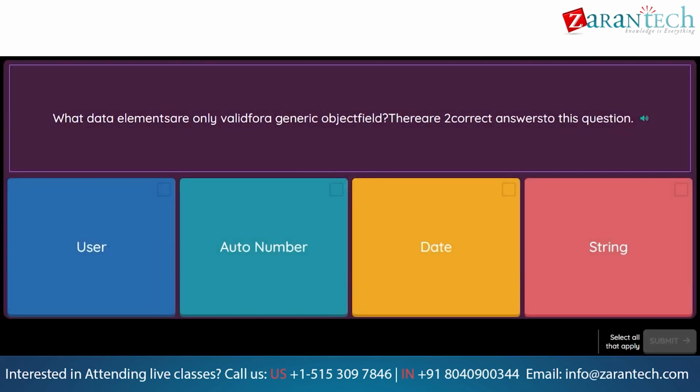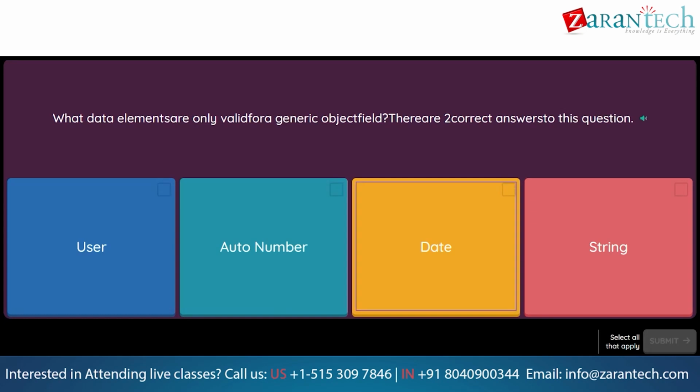Question: what data elements are only valid for a generic object field? There are two correct answers to this question. Option 1 user. Option 2 auto number. Option 3 date. Option 4 string.